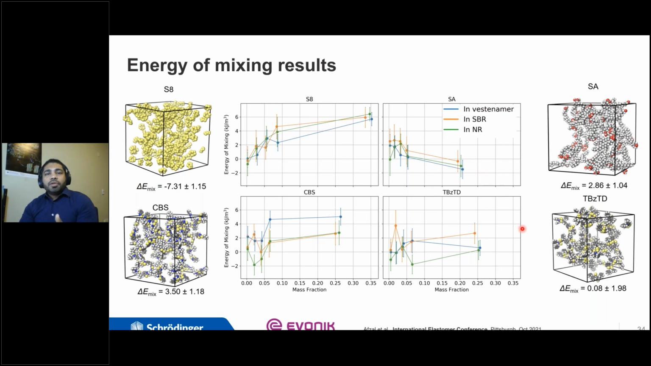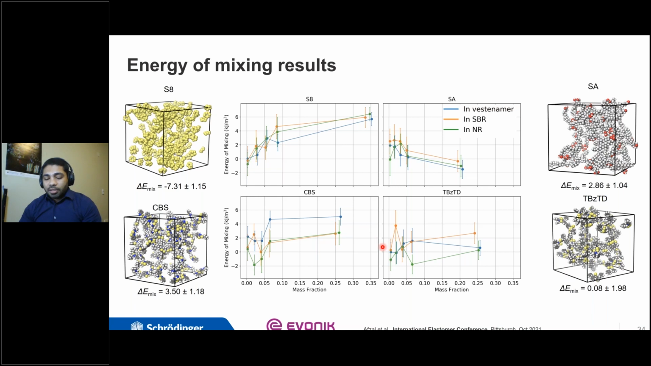The other important thing to note here is we're not seeing any difference between the three polymers, that is Vestenamer, SBR, and natural rubber. However, experimentally, we know that there are differences between these three polymers. It's not that we are doing anything wrong in these simulations, it's just that this is not the right place to look for those differences.